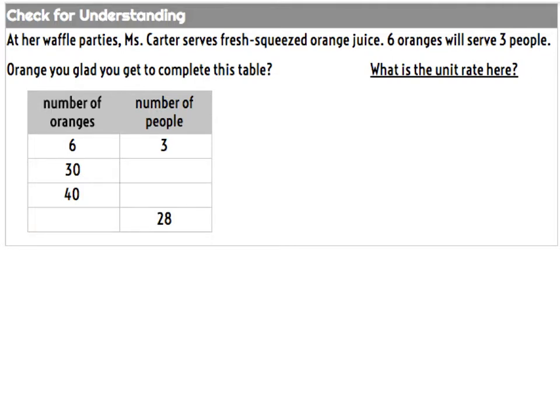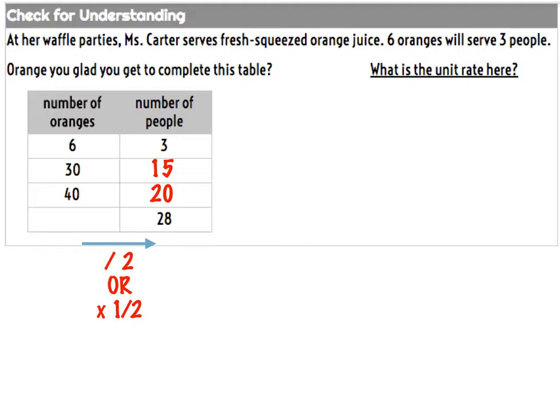So now let's apply this to the orange juice. People were noticing pretty quickly that if we're going from 6 to 3, that would be like dividing by 2 or multiplying by a half, taking half of the left-hand side. So half of 30 would be 15, half of 40 would be 20, and half of something would be 28.